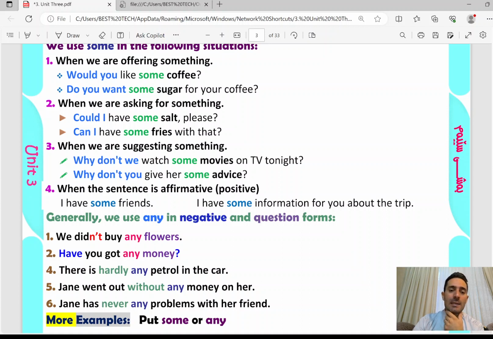Suggesting something. Whenever at the beginning of the sentence you have why don't, you have to use some. Why don't you give her some advice? In this sentence I have to use some because at the beginning of the sentence I've got why don't.